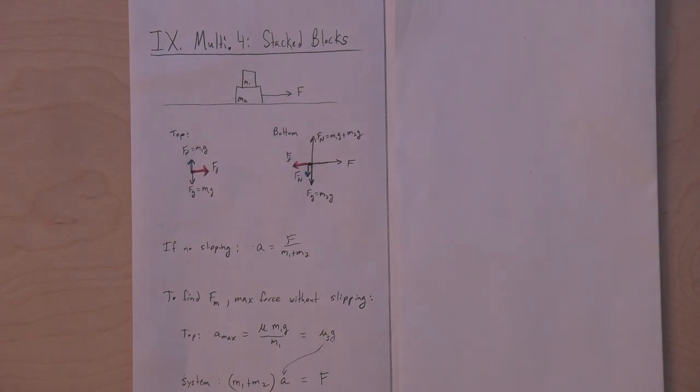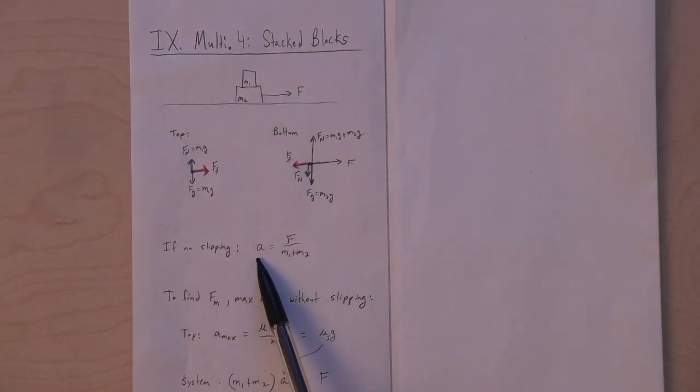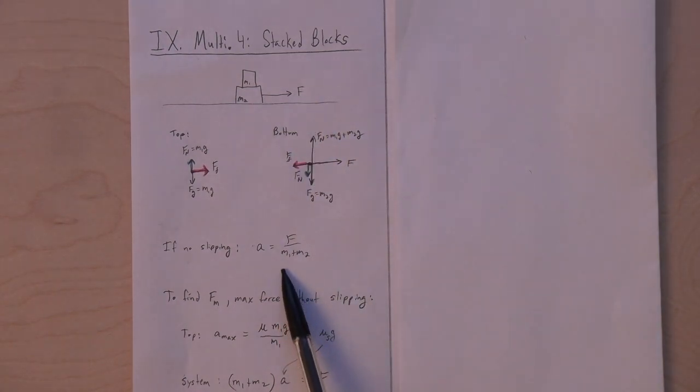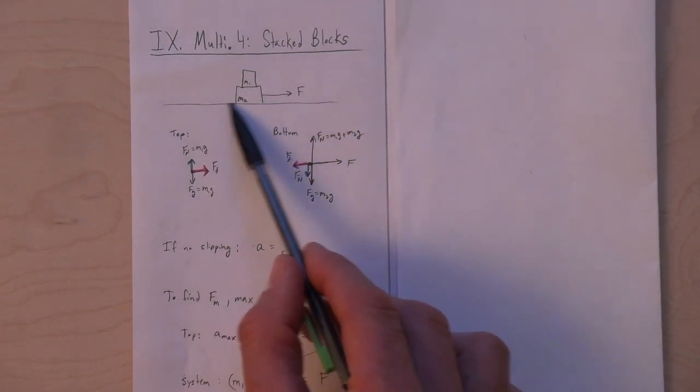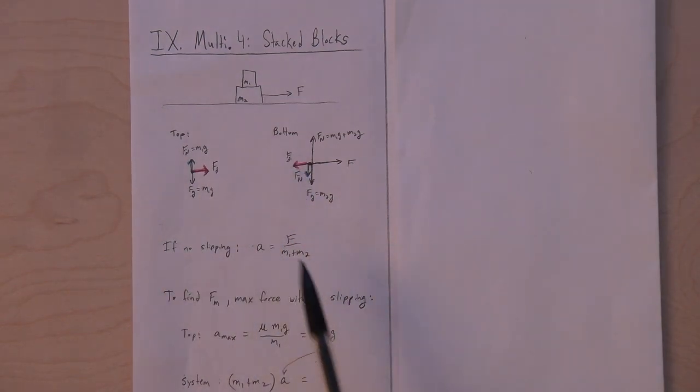If there's no slipping, then you could think of this as all one system. And you could just say A is forward force minus backward, but there's no friction on the bottom surface. That friction is internal, so it doesn't enter into the system's acceleration. All over the total mass of the system. If the blocks are not slipping and they move together, just F over total mass.